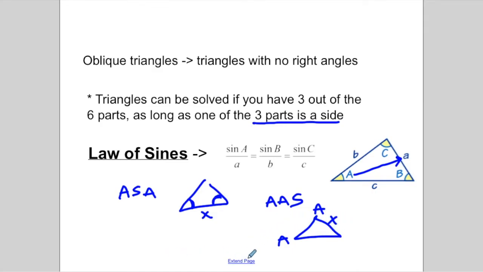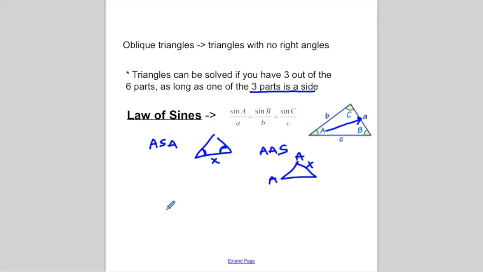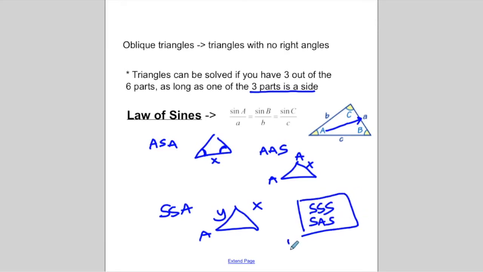And then lastly, if I have side, side, angle, I can also use law of sines. So side, side, angle would be, if I have this side, and let's say this angle. That would be angle, side, side, or side, side, angle, whichever way you want to think about it. So these are the 3 ways we can use law of sines. If we have the other 2 options, side, side, side, or side, angle, side, this is a different law, and it's going to be law of cosines, which we will learn in our next class.